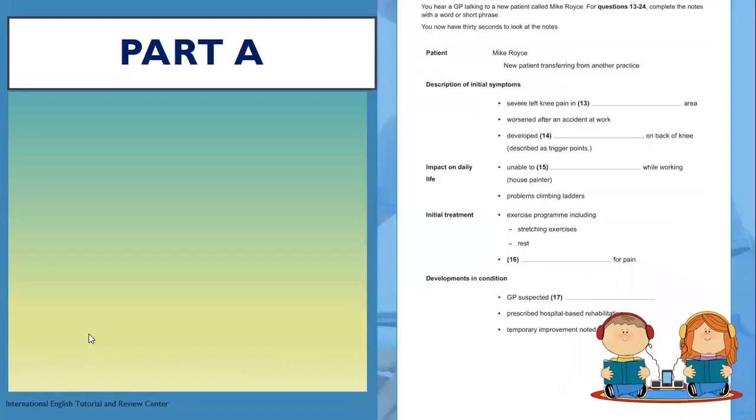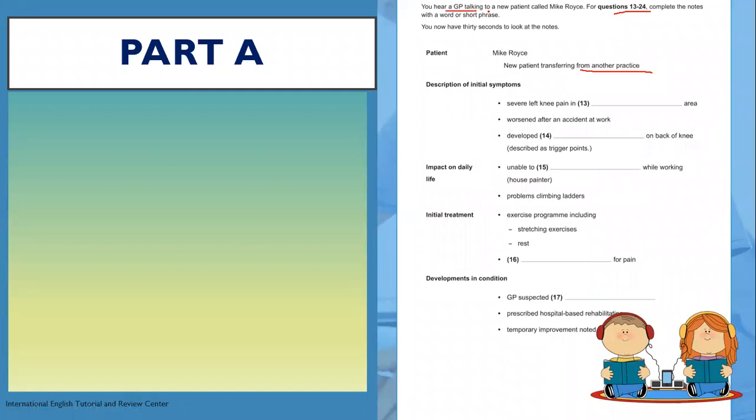Now, we have here the second consultation extract, from questions 13 to 24. All right, so we have another patient here. His name is Mike Royce, transferring from another practice. So just listen to the conversation.